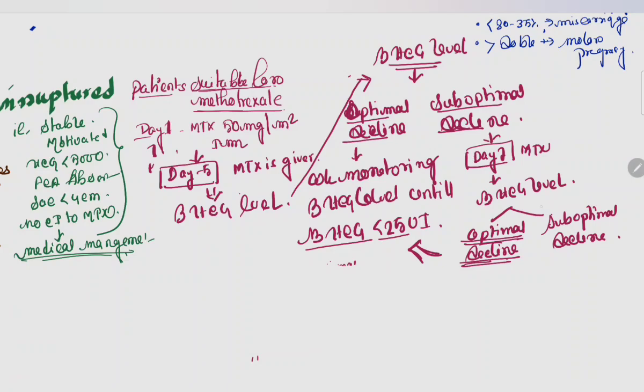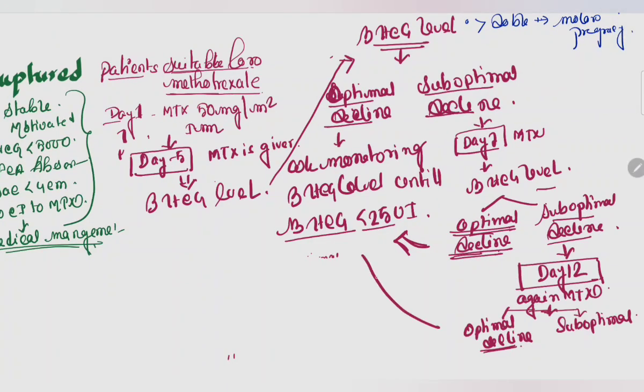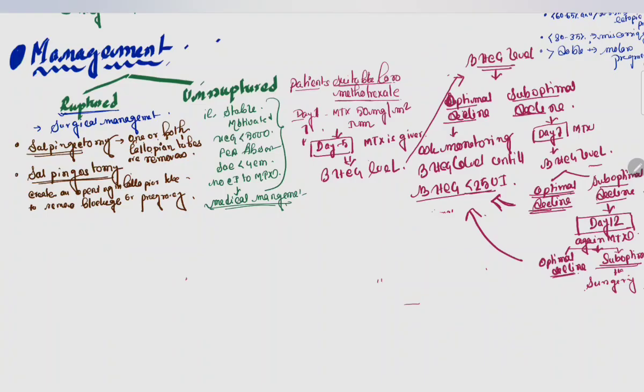But if the beta HCG level shows suboptimal decline, in that case, on day 12, methotrexate is given again. After that, if optimal decline occurs, in that case, weekly monitoring of the beta HCG level until the beta HCG is less than 25 international units. But if suboptimal decline occurs, in that case, surgery can be performed. So these are the management of ectopic pregnancy.